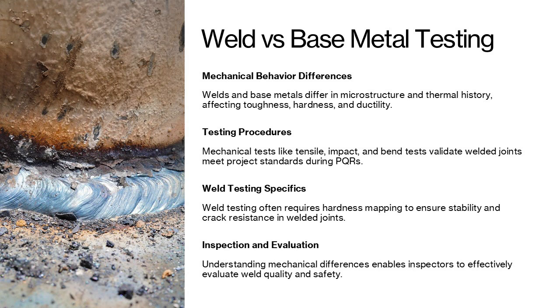During procedure qualification records, PQRs, mechanical tests such as tensile, impact, and bend tests must confirm that welded joints meet project-specified minimums. Weld testing often includes additional requirements, such as hardness mapping, to ensure weld stability and resistance to cracking. By understanding the mechanical differences between weld and base metal, inspectors can evaluate test results more effectively and confirm that welding procedures produce joints that are safe for service.